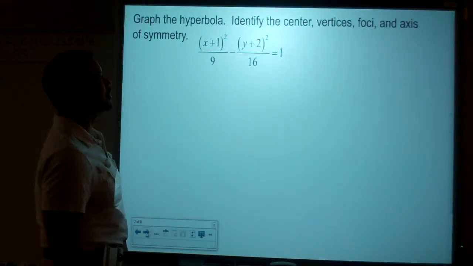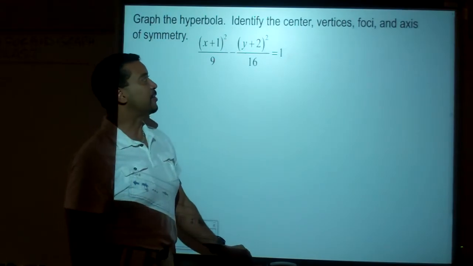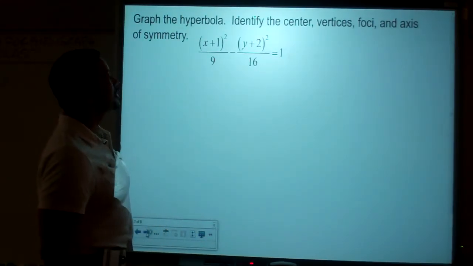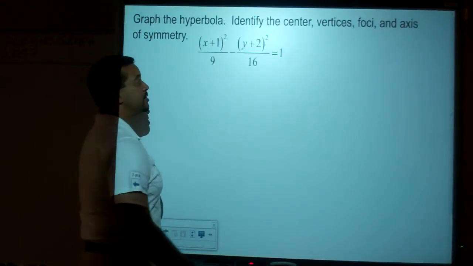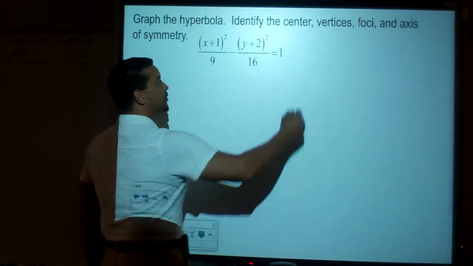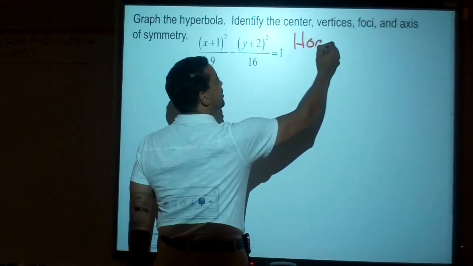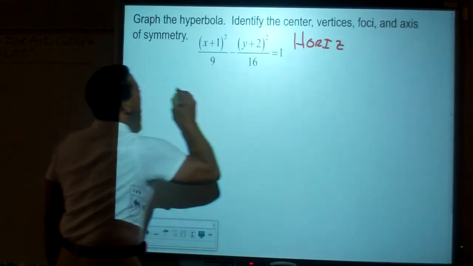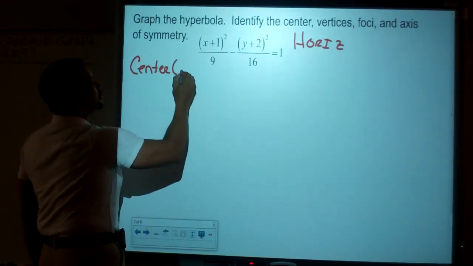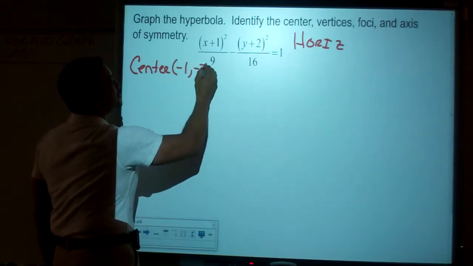We're going to graph the hyperbola, identify the center, the vertices, the foci, and the axis of symmetry. So if we look at this, some of the first things that we can find is we know that this is horizontal because the x squared term comes first. So horizontal, we can find our center, which is going to be -1, -2.